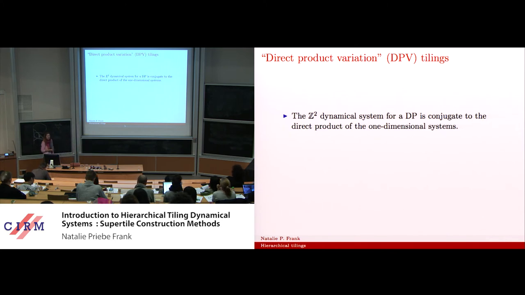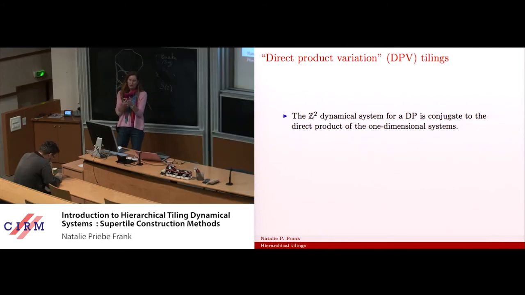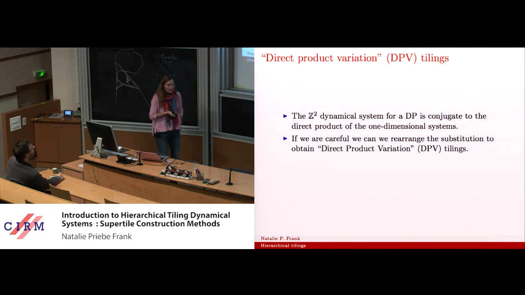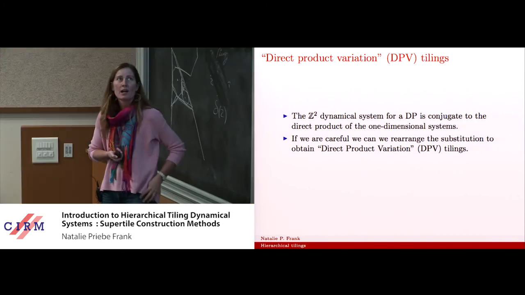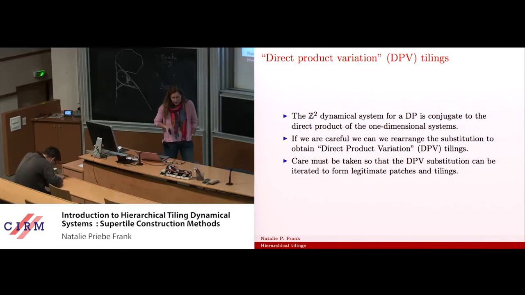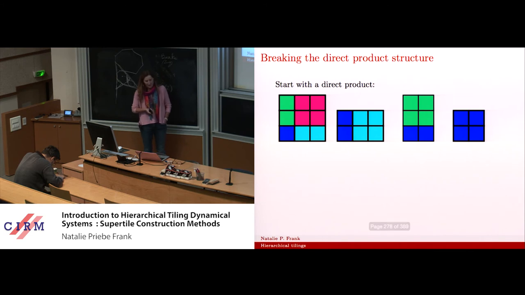But anyway, if you're just taking the direct product, you already know the dynamics. It's just the direct product of the one-dimensional systems. But if you're careful, you can break the direct product structure. So that's what we're going to do to make a direct product variation. You just have to be careful to make the argument that it's going to fit. But it will fit. So I figured it would probably be best if I showed you the direct product again.